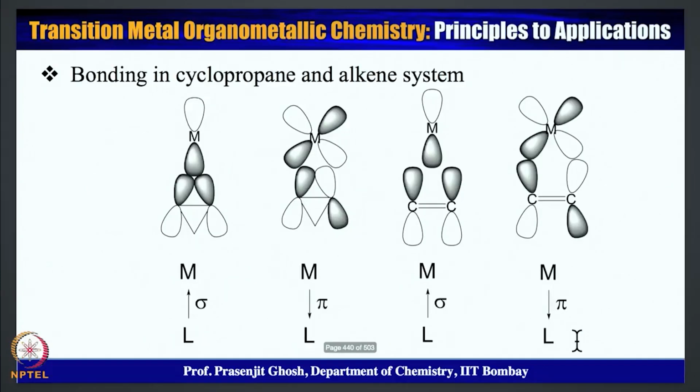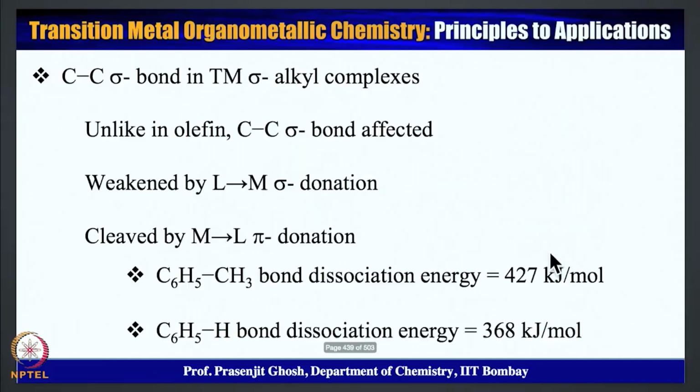Now, in order to understand this bond activation, we have looked at cyclopropane and alkene kind of systems for various CH activations as well as CC activations, and we see that there is a similarity in terms of ligand to metal sigma donation and metal to ligand pi donation. This synergism operates not only in the metallocyclopropane kind of intermediate, but also in alkene kind of intermediates.